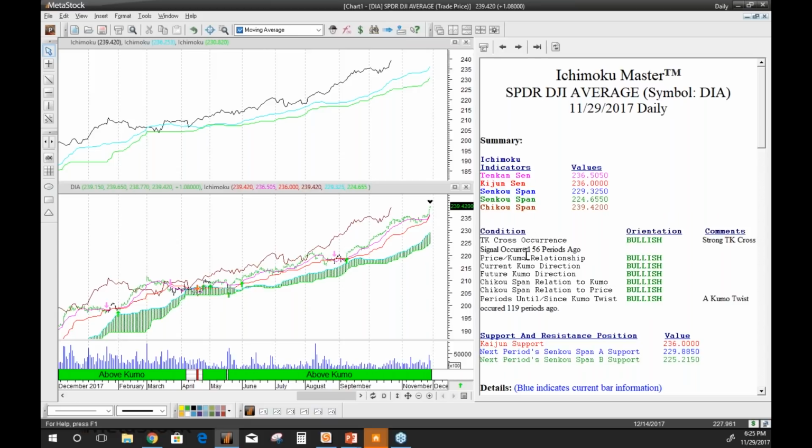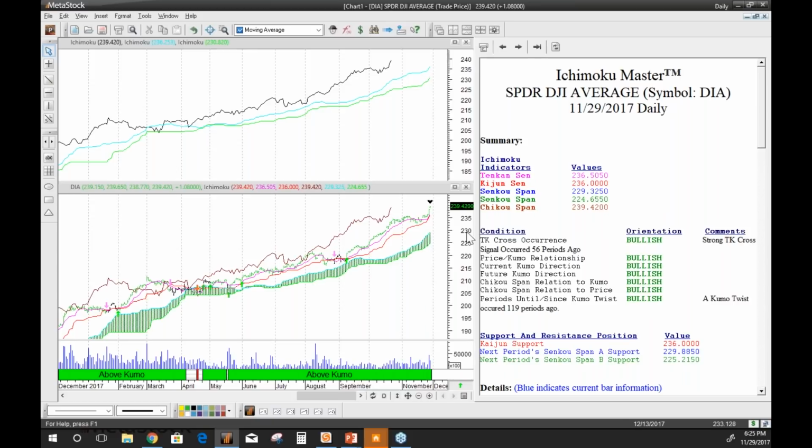What I mean by that is, you'll notice we have 6 main signals here: TK cross and the price to Kumo relationship, which we've already talked about. It'll also show you what the current Kumo direction is, whether bullish or bearish, and what the future Kumo direction is. This right here would be current Kumo, and this area out here would be future Kumo. It gives you information about the Chikou Span's relation to the cloud, again acting as a filter, and the Chikou Span's relation to price, also acting as a filter.